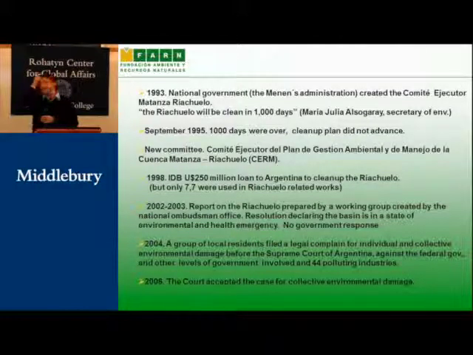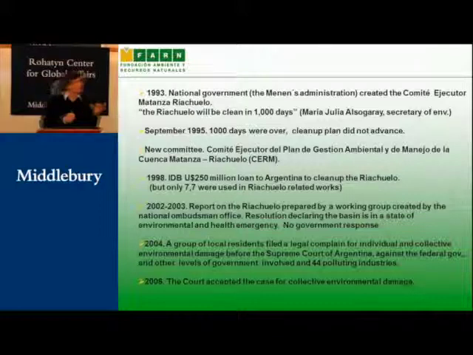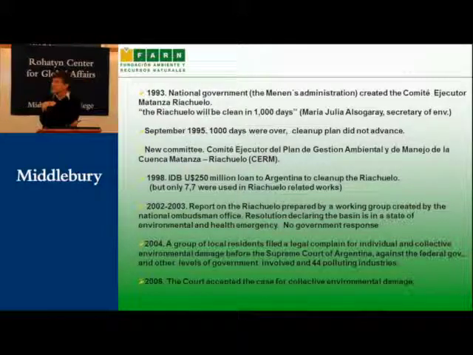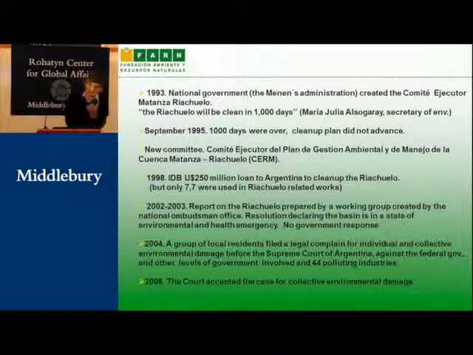2002, 2003, the National Ombudsman Office got involved in this issue and prepared a report. Actually, the report was prepared for a working group formed by universities and several NGOs, environmental NGOs and human rights NGOs, about the situation of the Riachuelo. Based on that report, the National Ombudsman Office issued a resolution declaring the Riachuelo Basin a state of environmental and health emergency. And it requests the government, I don't know if you know how an ombudsman office works, but basically it can't order, but it can request a government to provide information and to take actions.